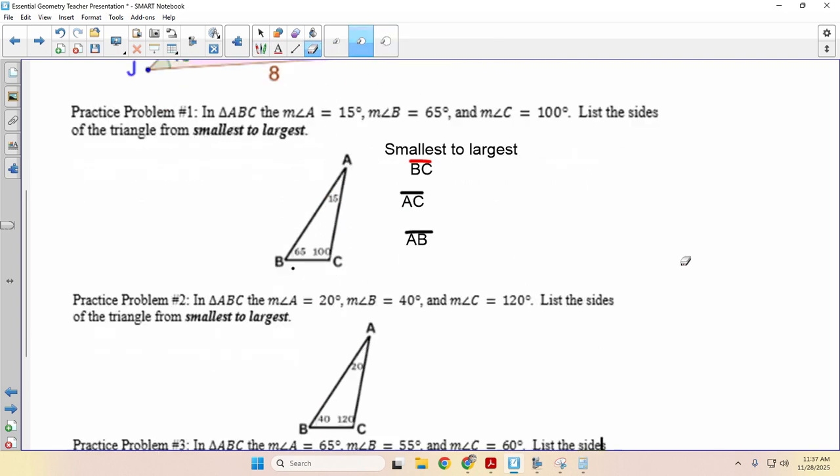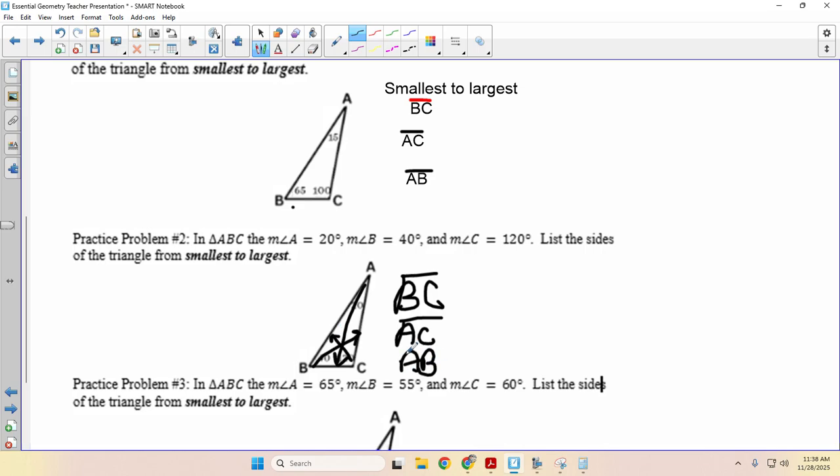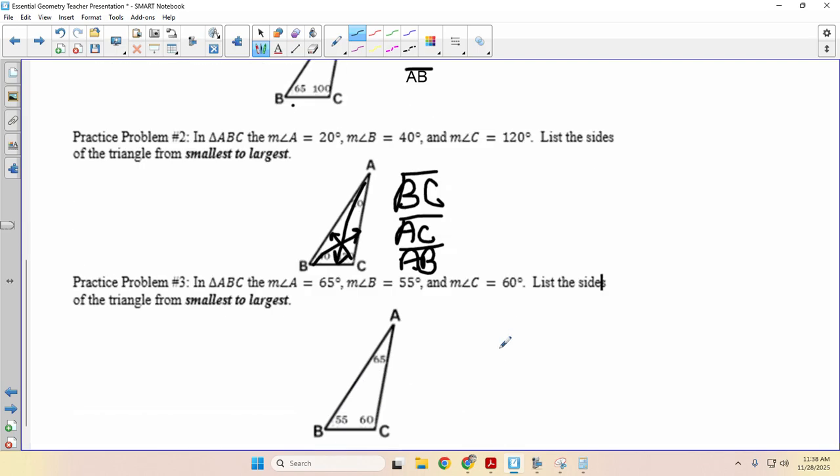Okay? All right, practice problem number 2 says we have angle A is 20, angle B is 40, angle C is 120. List the sides from smallest to largest. So we're going to go smallest angle is across from the smallest side. It's going to be BC. Medium angle is across the medium side, that's AC. And largest side is across from the largest angle, that's AB. Okay, so from smallest to largest, it goes BC, AC, and AB.